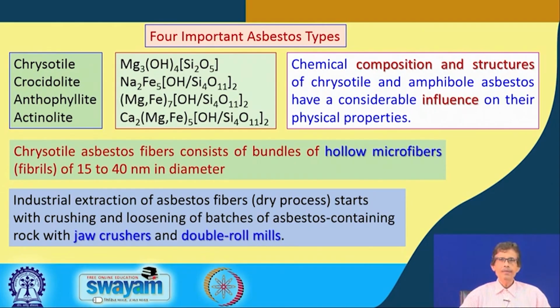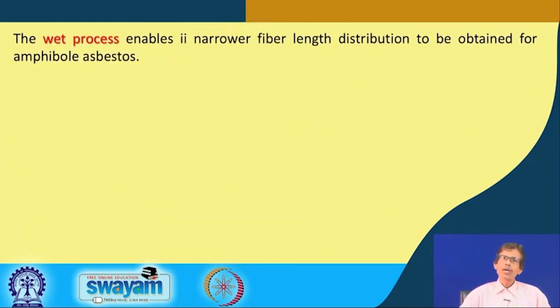So asbestos is like that of your jute, and we use it in the double roll mill for rolling. We can consider this as the rolling mills also. One particular process is known as the wet process. When we follow this wet process, it enables a narrower fiber length distribution to be obtained for amphibole asbestos. So when we make these amphibole asbestos, we basically give a narrower fiber length distribution.